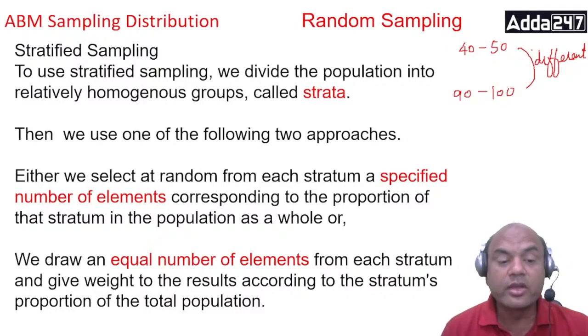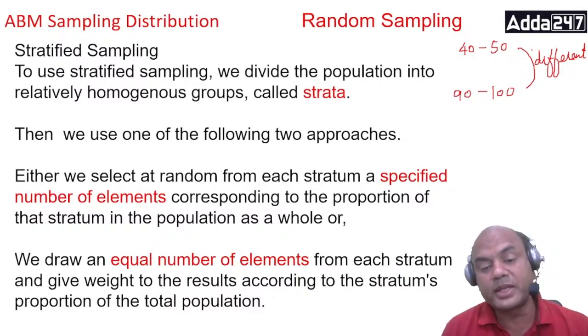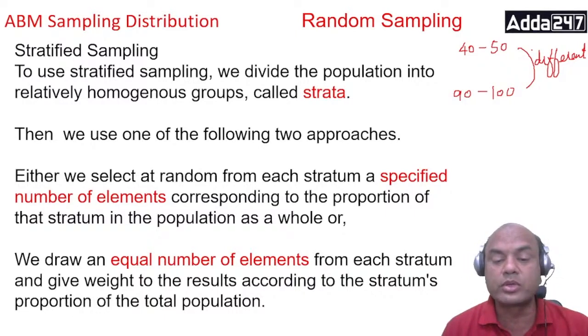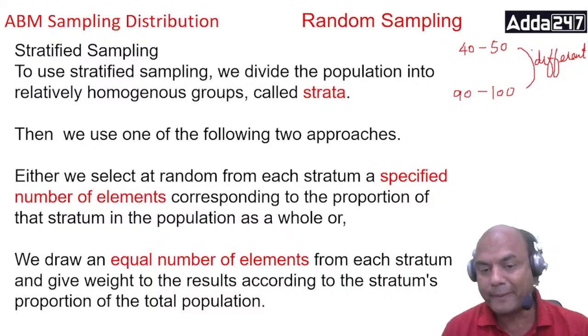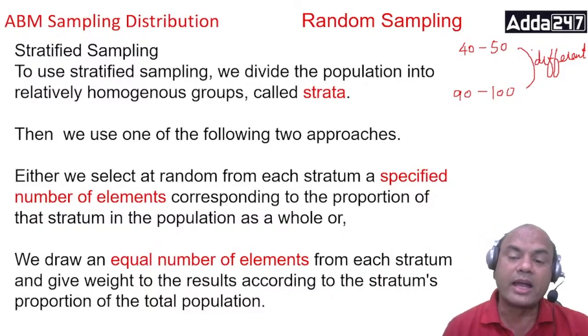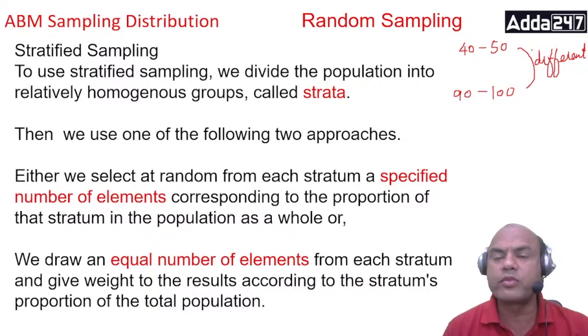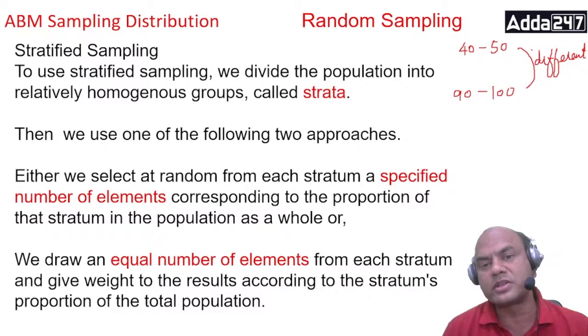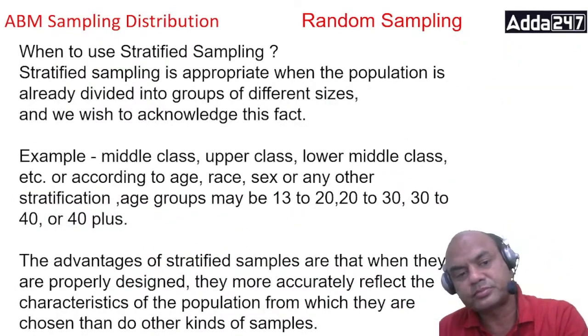And the second way out is we draw an equal number of elements from each stratum and give weight to the results according to the stratum's proportion in the total population. So I can draw a specified number from each separate group, or I can draw an equal number from every group, 40 to 55, 50 to 65, 60 to 75 and so on. So equal number or specified number.